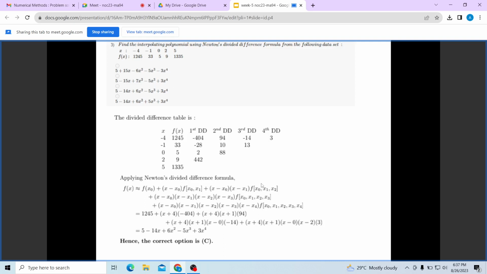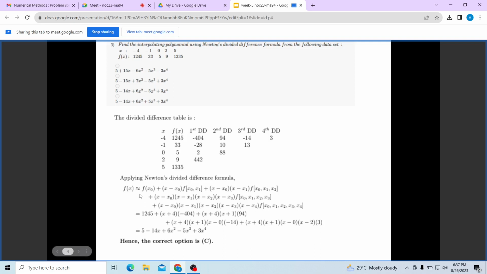Now how will you get it? From f of x naught, x1 and x2. So this is your second divided difference plus x minus x naught into x minus x1 into x minus x2 into x minus x3 into f of, here you will get third divided difference, that is x naught, x1, x2 and x3 plus x minus x naught into x minus x1 into x minus x2 into x minus x3 into x minus x4. Okay, so into f of x naught, x1, x2, x3, x4, that is your fourth divided difference.